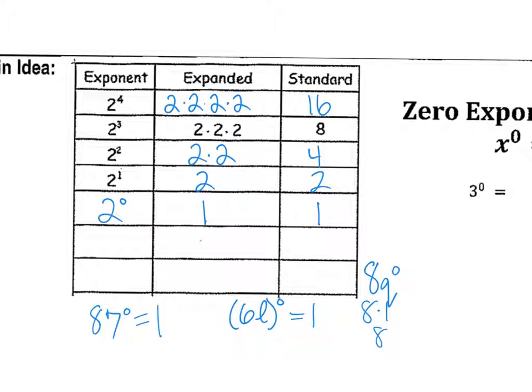Now, what seems natural for me to do next? 2 to the negative 1. Okay, negative exponents are not going to become negative answers. Negative exponents just mean that we have a really, really small number. Really, really small numbers are fractions. Because if I look at my pattern, 16, 8, 4, 2, 1, but it's not 0. It's just going to become a fraction. And the fractions will get smaller and smaller and smaller.